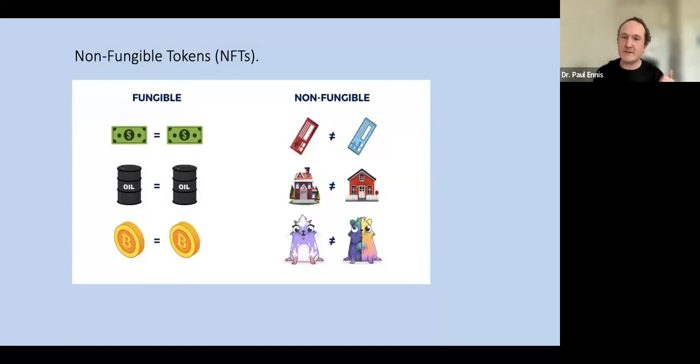So fungible just means that whatever it is, it's exchangeable like for like. So a dollar is the same as any other dollar. A Bitcoin is the same as any other Bitcoin. A barrel of oil is the same as any other barrel of oil, assuming all things are okay with them. So it's just goods that don't have any different characteristics.